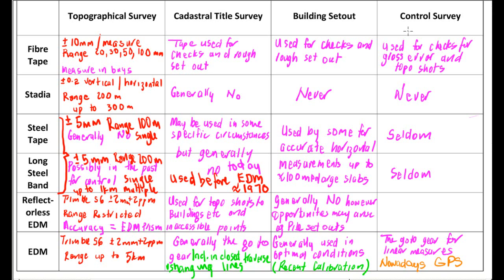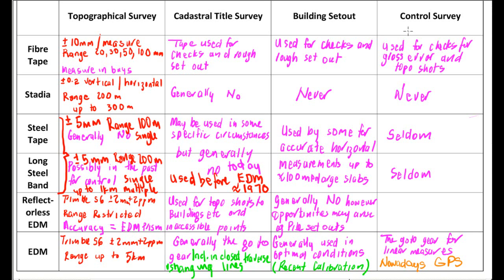So for cadastral title surveys pre-1970, this is what was used, and this is partly why we're telling you a little bit about these, so that you can get an appreciation of some of the data that you might be using, as to how it was obtained and what was involved. They can still be, as I said, used in building set out. They do have some efficiency and some direct reading capability that can be useful in building set out, particularly on large concrete slabs and things like that.